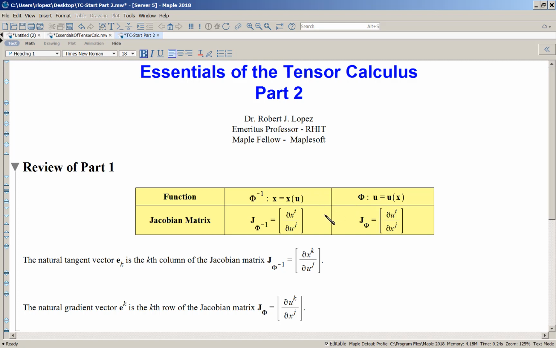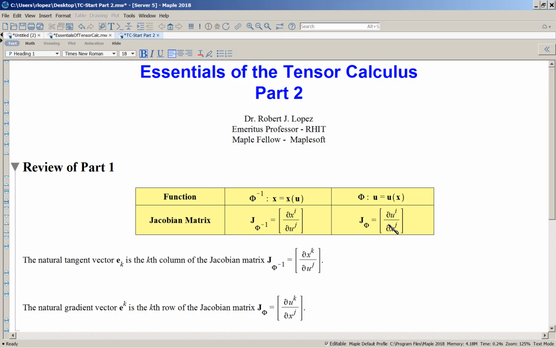Each map has a Jacobian matrix. We'll use this notation for the Jacobian matrix for each map. Here, these are the elements or the components of a matrix. This is a row index. This is a column index. This is a row index. This is a column index. And it turns out that a tangent vector is a column of this Jacobian matrix. Columns of this Jacobian matrix are what I call natural tangent vectors because they're not normalized.